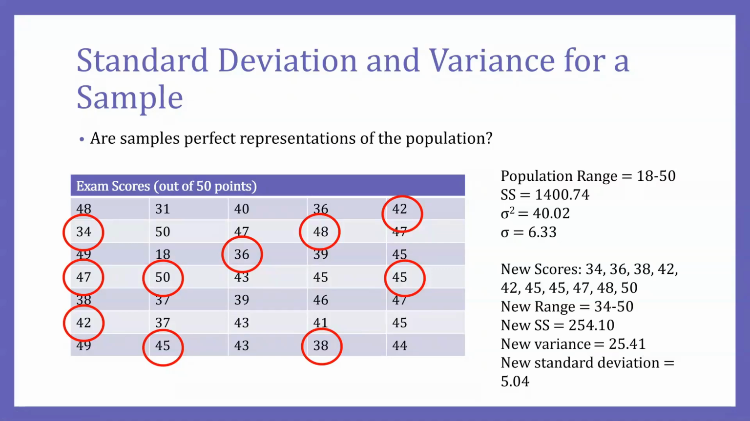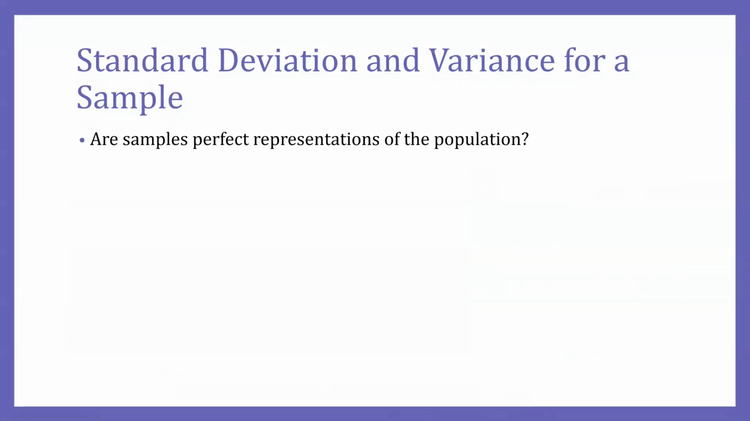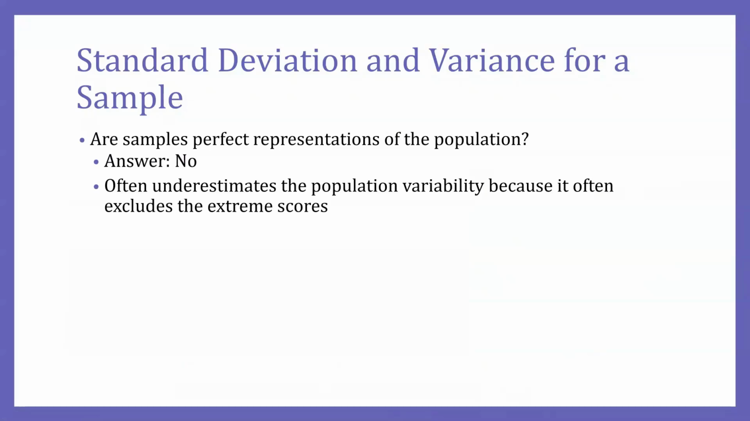So it's a little bit lower than my population, even when I kind of standardize it and take into account those numbers. And part of the reason for that is that just by randomly selecting from this overall population, you can see I left off some of these extreme scores. The low person at 18 didn't get selected. We left off one of these 50s as well. So it's kind of not perfectly representing the population. And part of the reason for this is that it oftentimes excludes those extreme scores.